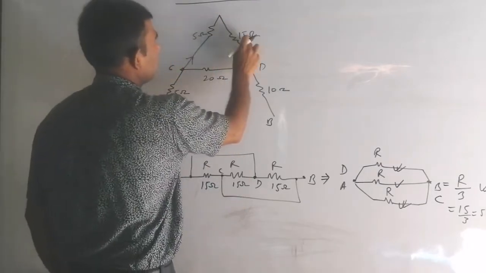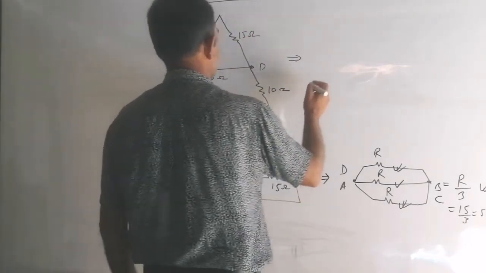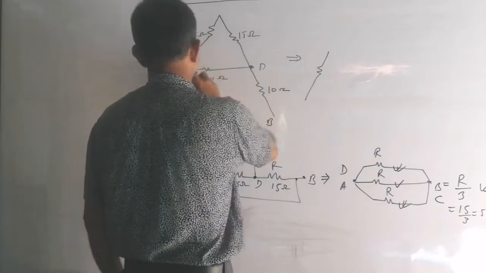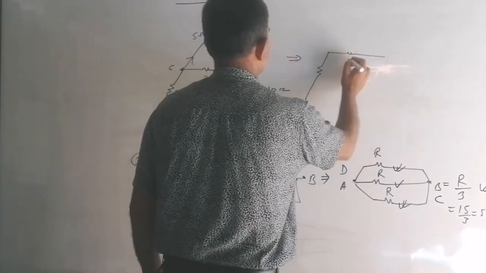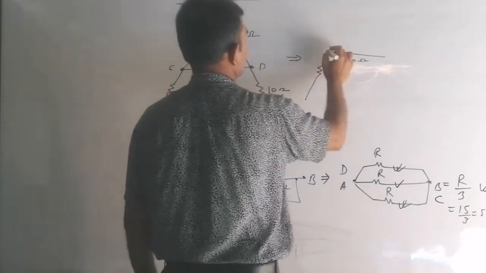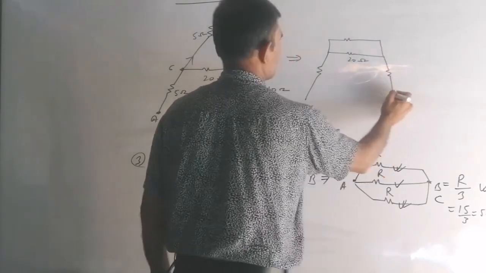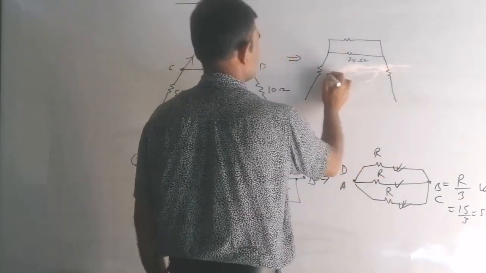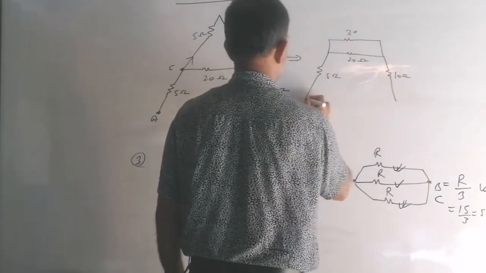But this 5 ohm and 15 ohm are in series. So let me draw again. One branch is here, and this is 20 ohm, and these 2 make 5 plus 15, that also becomes 20 ohm. And so your question looks like this now. This is 5 ohm, this is 10 ohm, and this is 20 ohm.